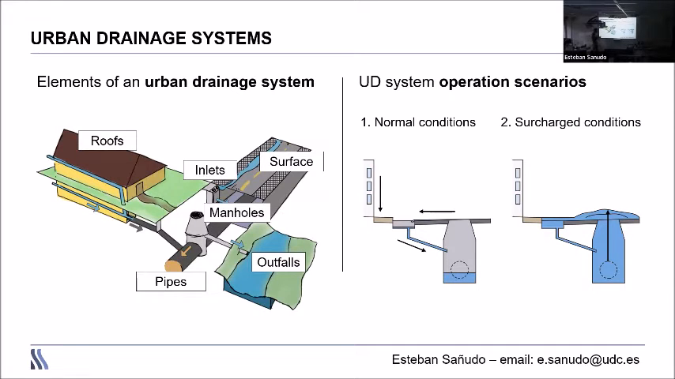On the other hand, we have how this works. In normal conditions, the water enters through the inlet to the sewer system. Also, the water of the roof is conveyed to the sewer system. But in surcharge conditions, we have the opposite direction. The capacity of the urban drainage system is exceeded, and the system can overflow and provoke flooding at the surface.